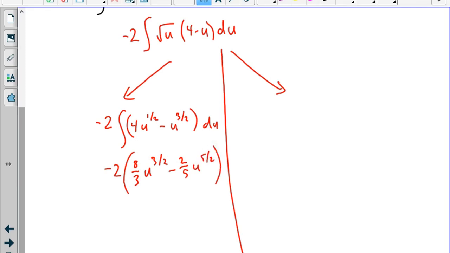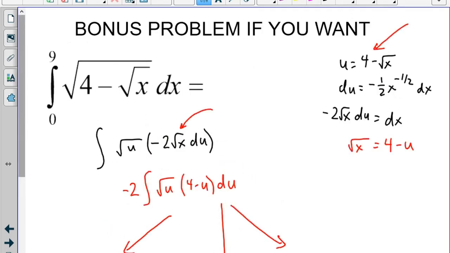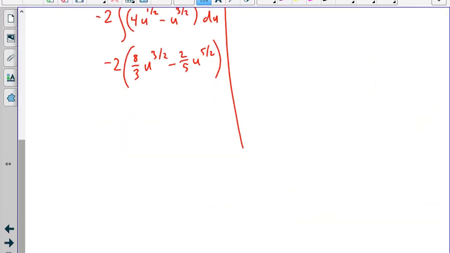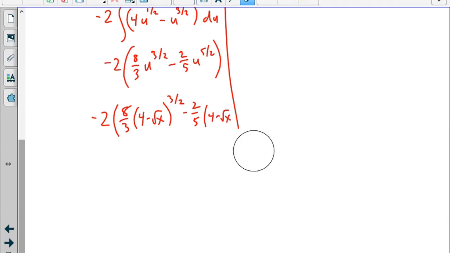And then I'm going to sub in what I originally had as u, and that was 4 minus root x. So let's continue. Negative 2 times 8/3 times 4 minus root x to the 3/2 minus 2/5 times 4 minus root x to the 5/2. And then I evaluate this from 0 to 9.